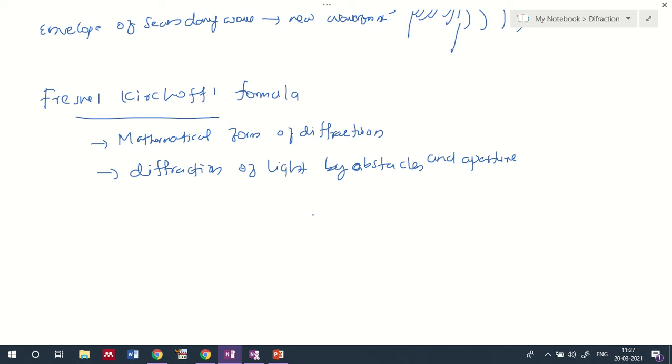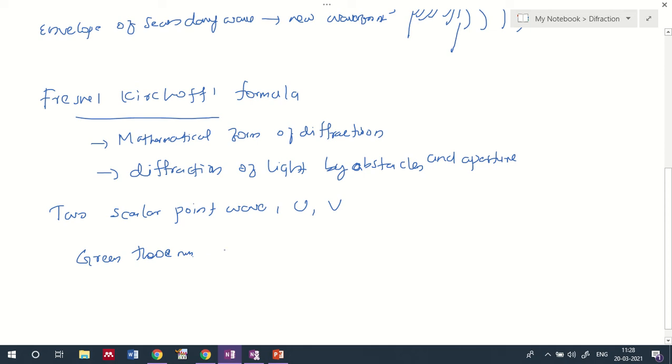What we are doing is taking any two scalar functions to obtain the Fresnel-Kirchhoff formula. We take u and v as the two scalar point functions which satisfy the usual conditions of continuity and integrability. Here we use a theorem which is called Green's theorem. By using Green's theorem we are making this Fresnel-Kirchhoff formula.